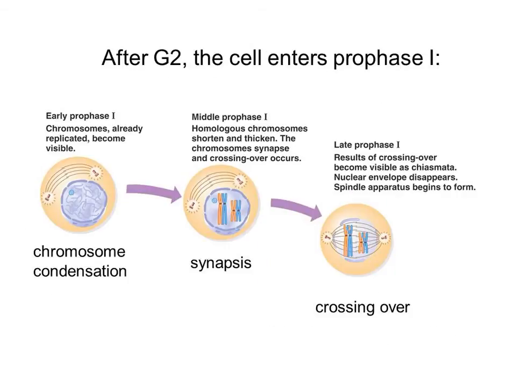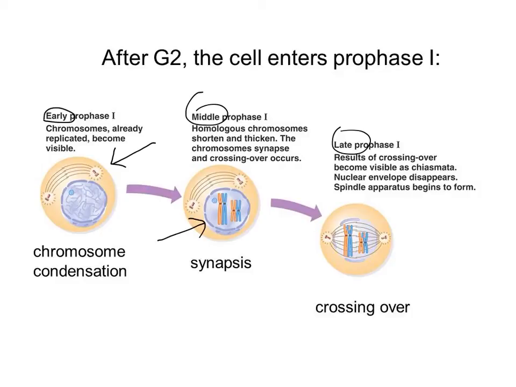A G2 cell will then enter into meiosis I, and the first phase of meiosis I is prophase I. You'll notice there are early, middle, and late parts to prophase I, depending on how far into prophase the cell actually is. The key events that happen in prophase in mitosis are some of the same key events that are going to happen in prophase I of meiosis. The mitotic spindle is going to form, and chromosomes are going to condense.